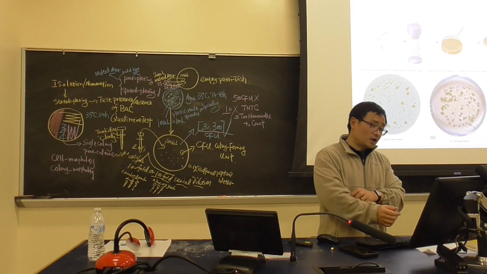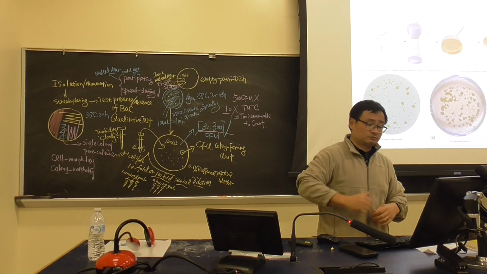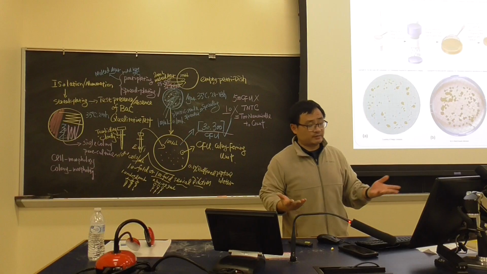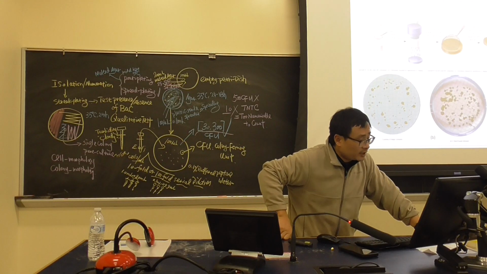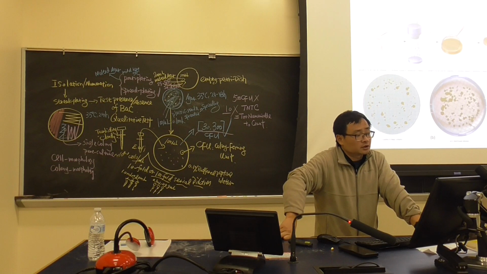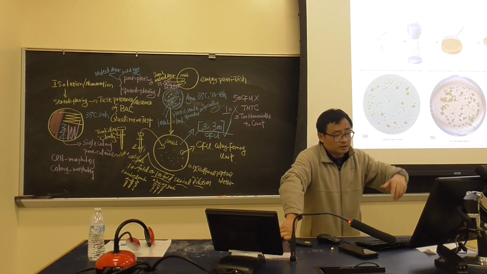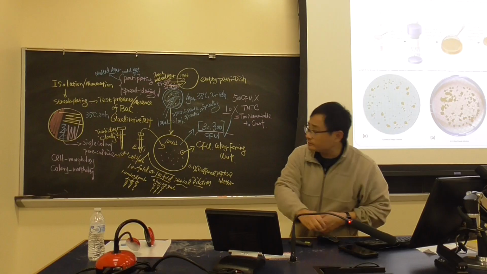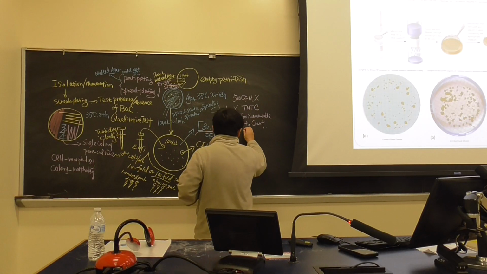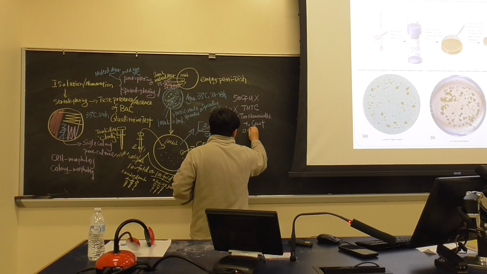Okay, how about the next one? This is a filtration method. So we have membrane filtration on water. We put the water there, then it goes through the membrane filter. The membrane filter is 0.45 micrometer.